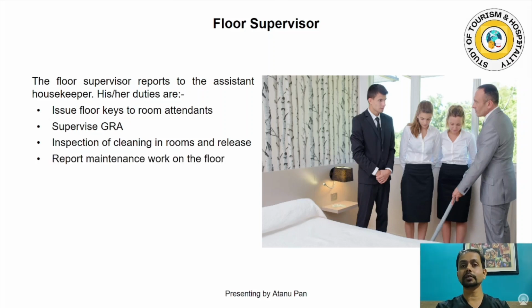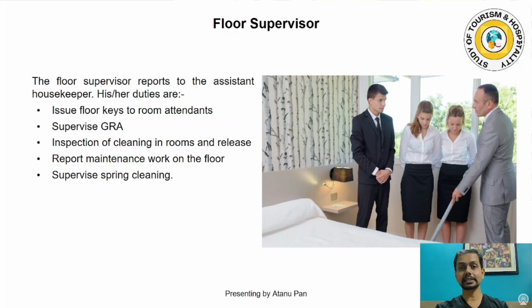Report maintenance work on the floor. So on the floor, even in the corridor or in the floor pantry or inside the guest room, if there is any maintenance work, for example, maybe the television is not working, the fan is not working, the AC is not cooling, whatever it is, if there are any issues, that should be reported to the maintenance by the floor supervisor.